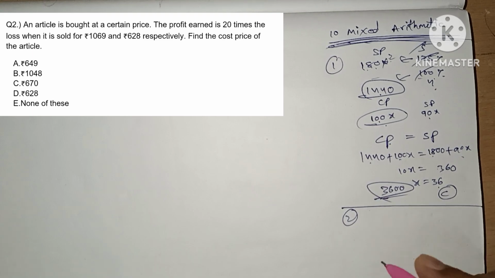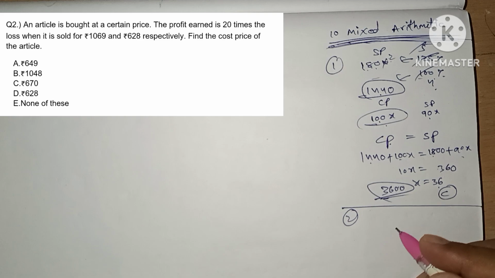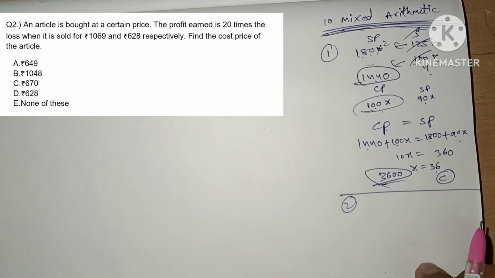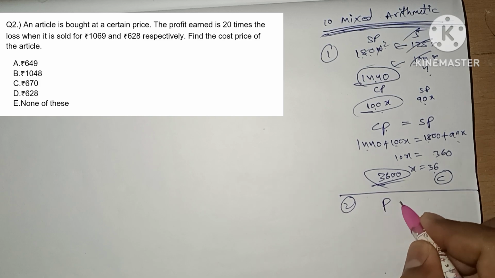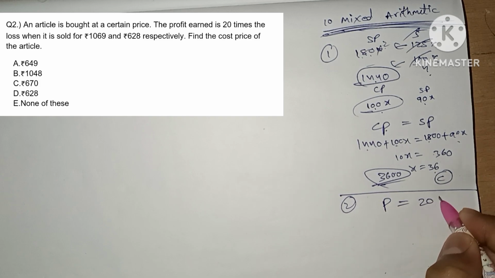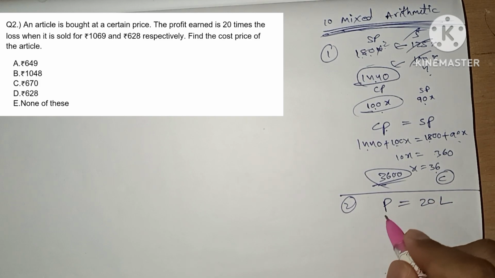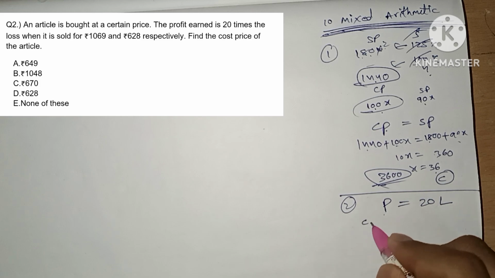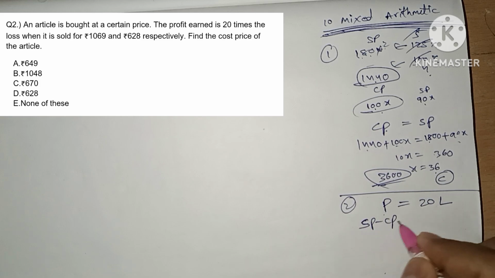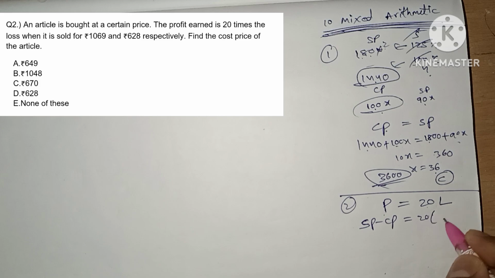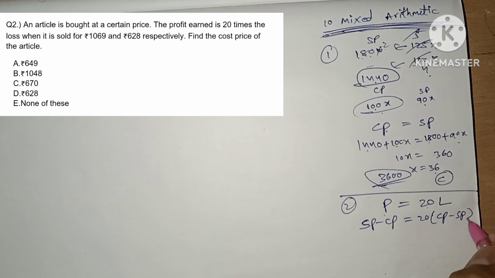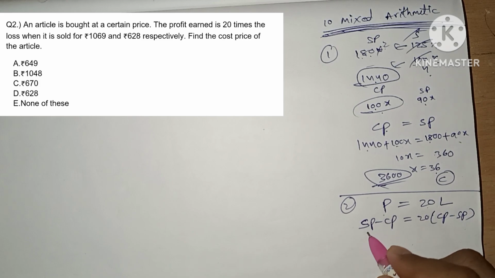An article is bought at a certain price. The profit earned is 20 times the loss when it is sold for 1069 and 628 respectively. Find the cost price of the article. So it is said that the profit earned is 20 times the loss. So we know that the profit is nothing but selling price minus cost price. Loss is nothing but cost price minus selling price.